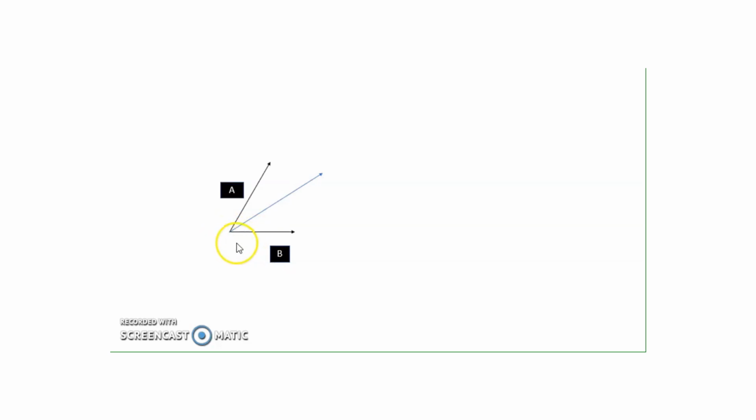The next thing we are going to do is to complete this parallelogram. So we have completed our parallelogram. So what we did was that we made sure that the tail of the resultant vector, which is R equal to A plus B, is placed in such a way that it will meet with the tail of vector A and vector B. So to get this addition, it simply means that the resultant vector is equal to vector A plus vector B.